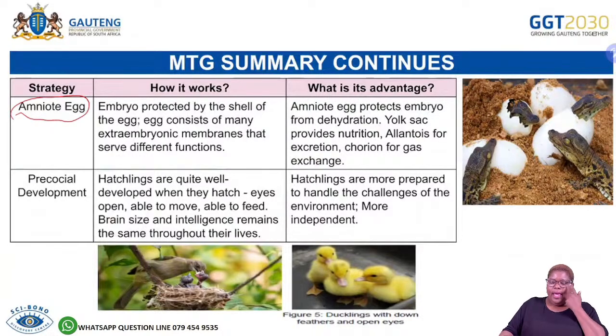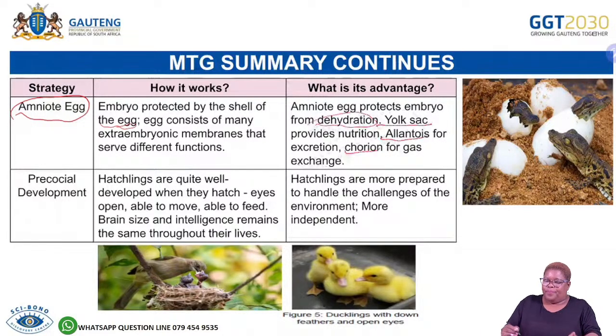Okay, right. Next strategy we'll be having, what you need to know is the amniote egg. How does it work there? Embryos are protected by the shell egg. So the shell is hard in nature and it protects the inner parts, okay? The egg consists of many membranes and each membrane has got its function. For an example, we've got the amnion that protects the egg from dehydration, from drying out. We've got, you also need to know the functions of the following: the yolk sac, the allantois, those are the membranes, the chorion. So when you think of the egg, think of those membranes.